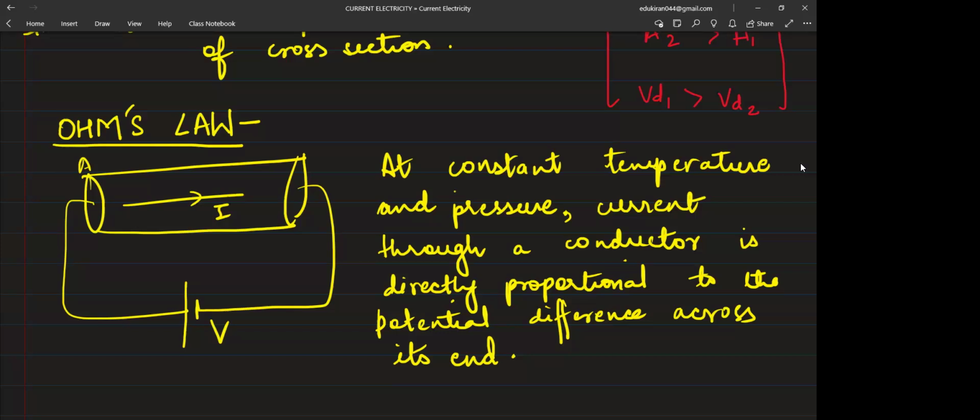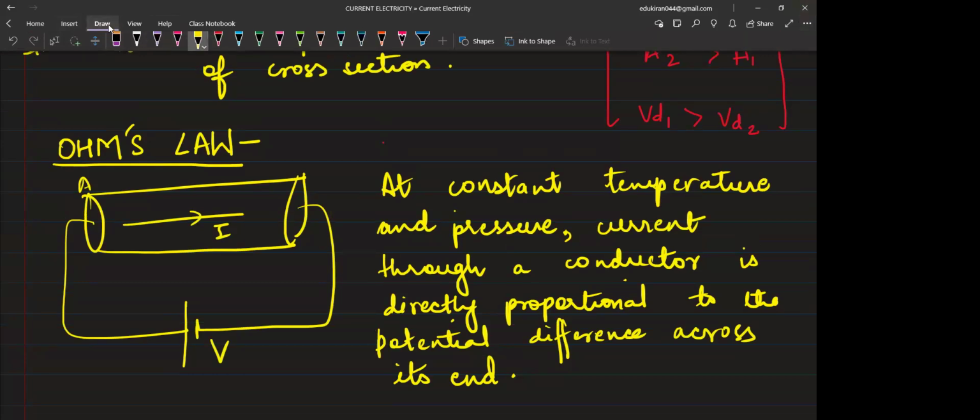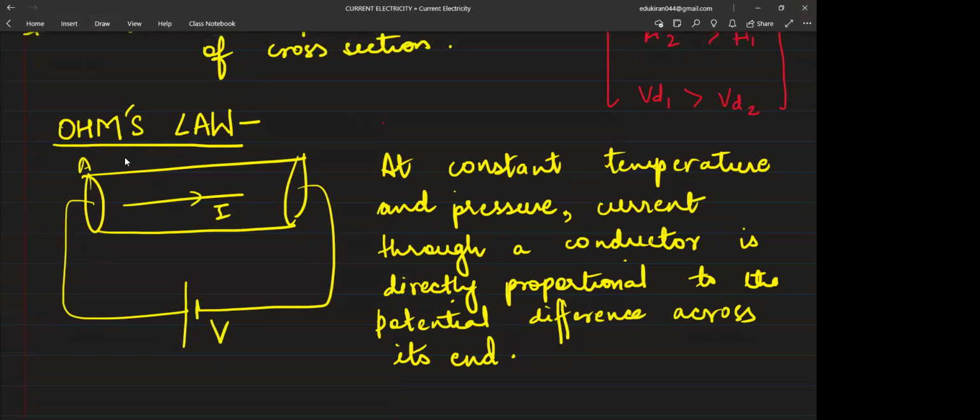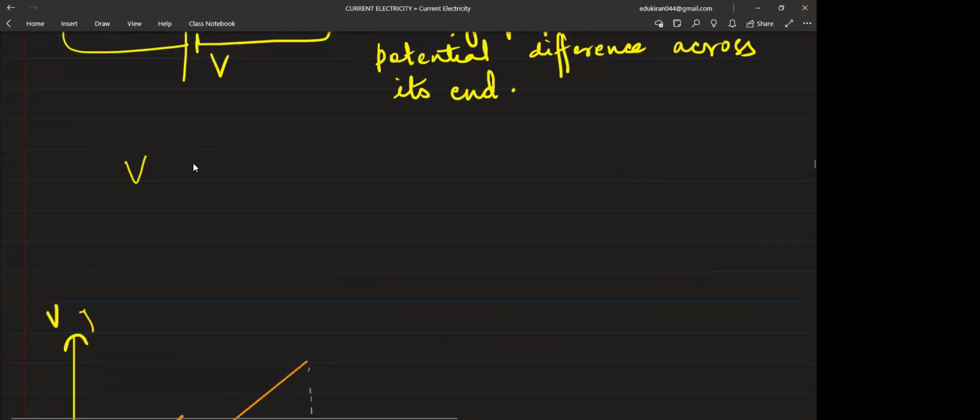Starting from now till the last chapter, that is your semiconductors, you will be using the applications of Ohm's law. So what does Ohm's law say? It says that at constant temperature and pressure, current through a conductor is directly proportional to potential difference across its ends. Means temperature is not changing over a certain time, over a certain place. Pressure is not changing over a certain time, over a certain place. So the potential will be directly proportional to the current. This is Ohm's law.